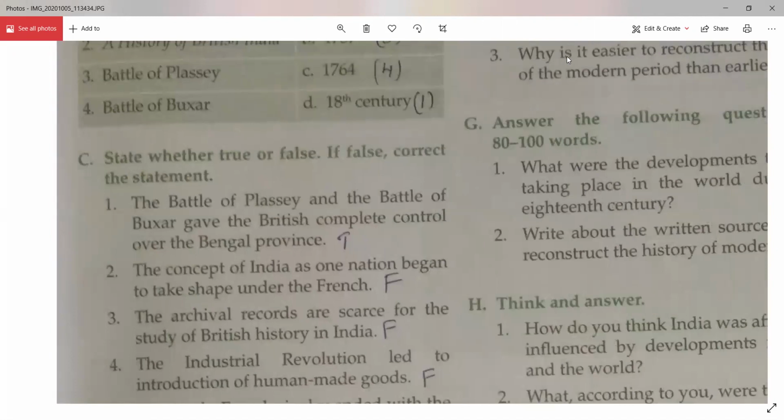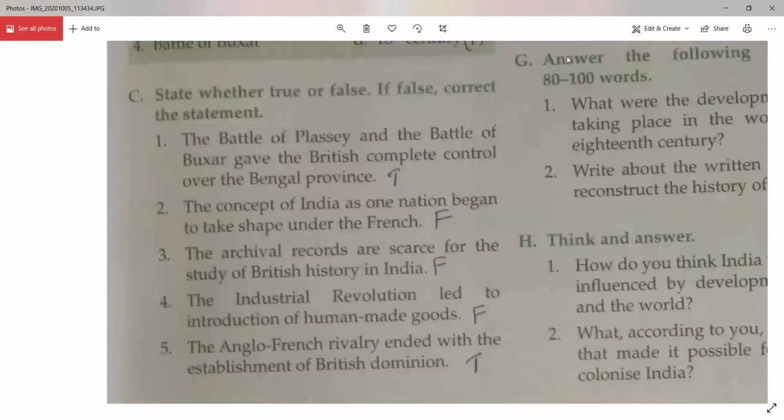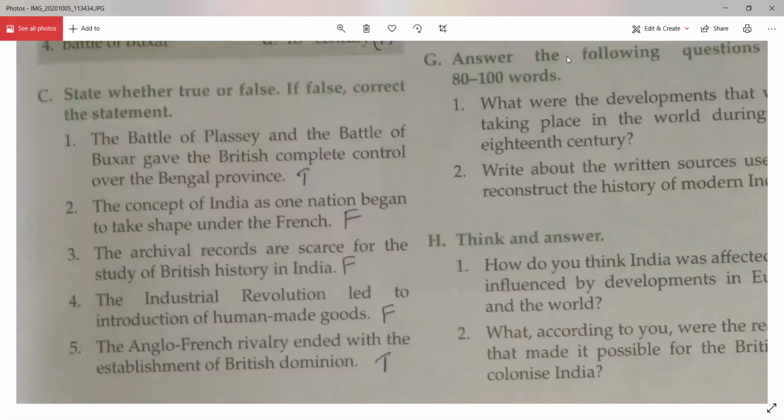True or false? The Battle of Plassey and the Battle of Buxar gave the British complete control over the Bengal province. Is it true or false? It's true. The concept of India as one nation began to take shape under the French. It's false. What is the right answer? It began to take shape under the British.